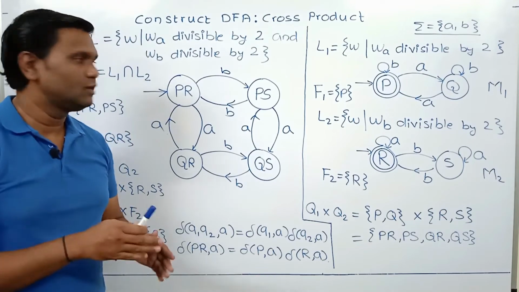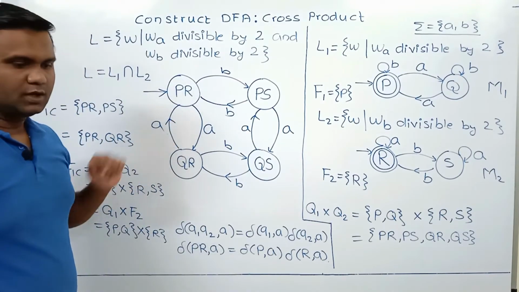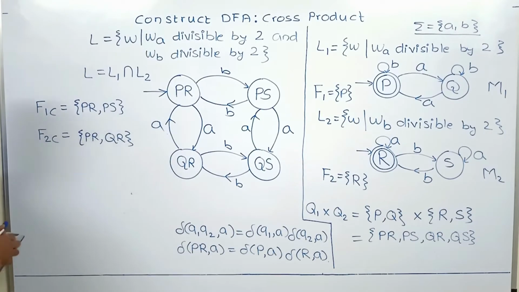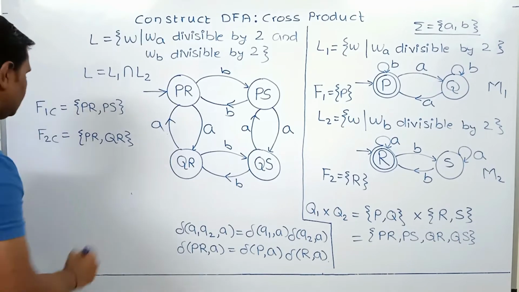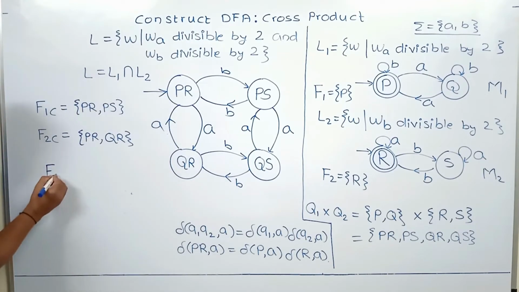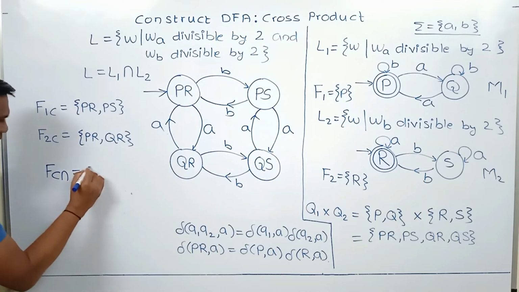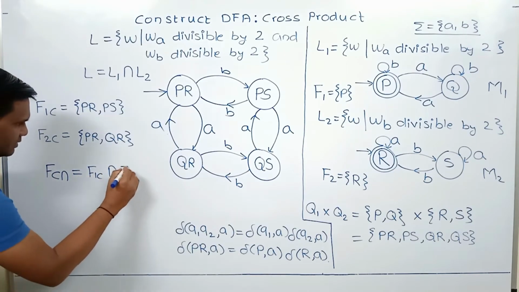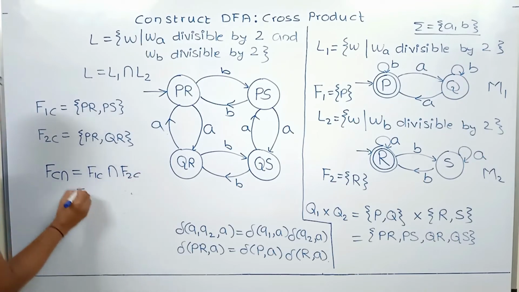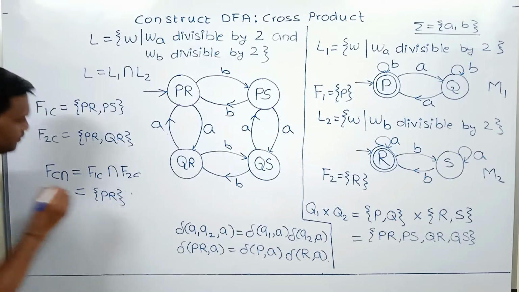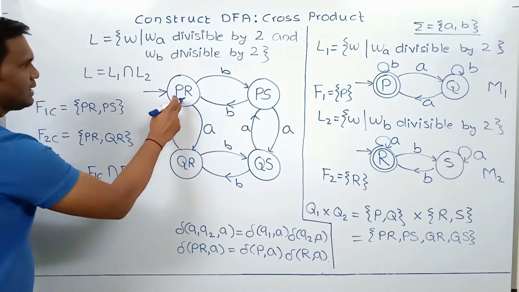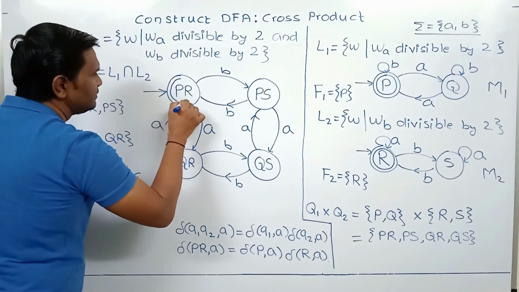Now we can actually calculate the final states in the cross product DFA. Right now we are calculating the cross product corresponding to L1 intersection L2. So for the final states, we simply have to take the intersection of these two sets of states, F1C intersection F2C. The only common state is state PR. So we have to mark PR as the final state.